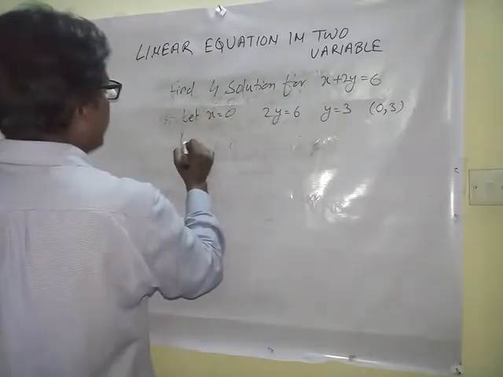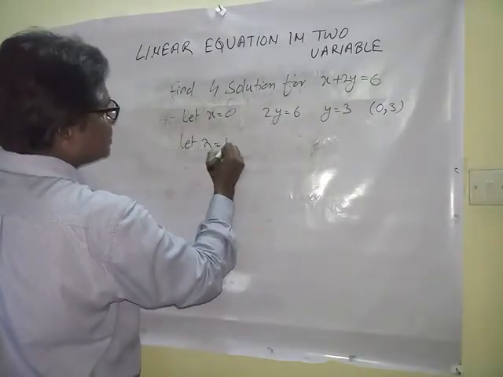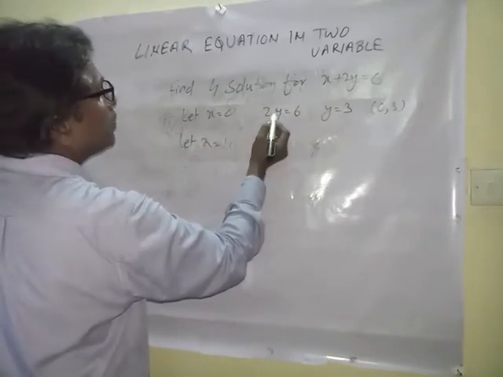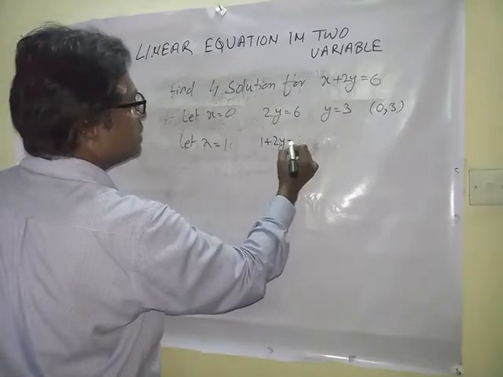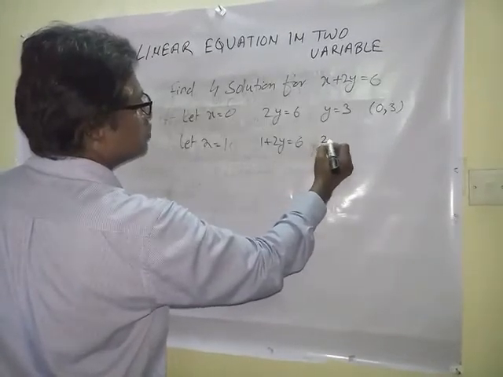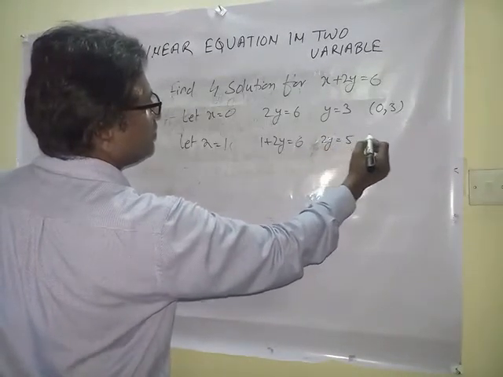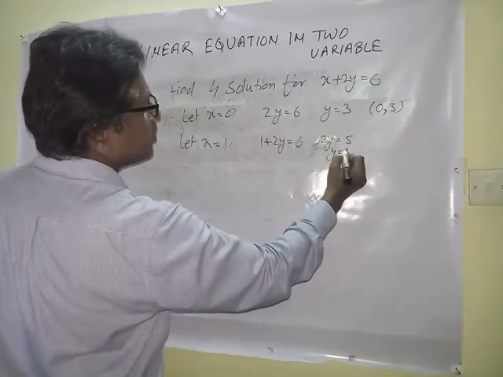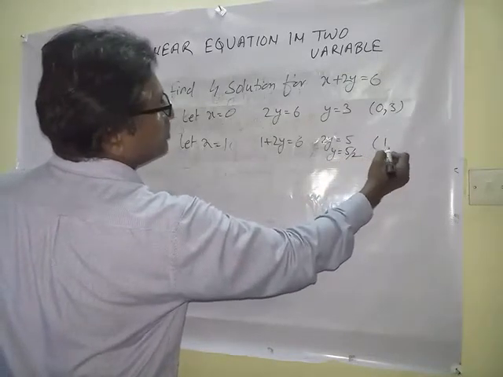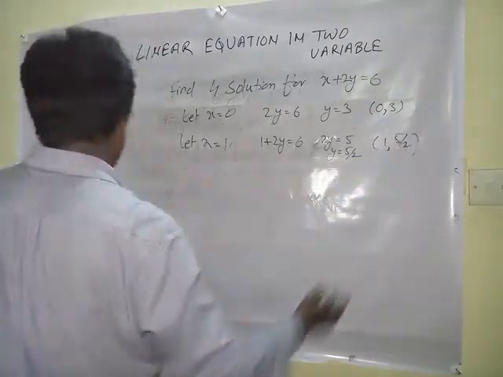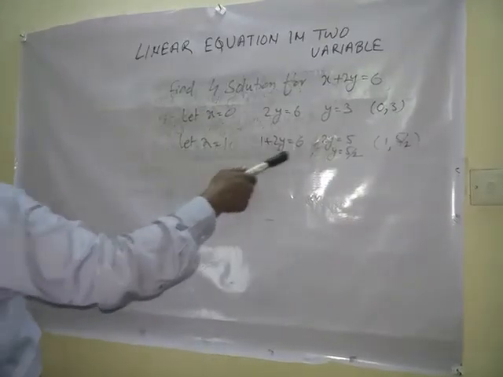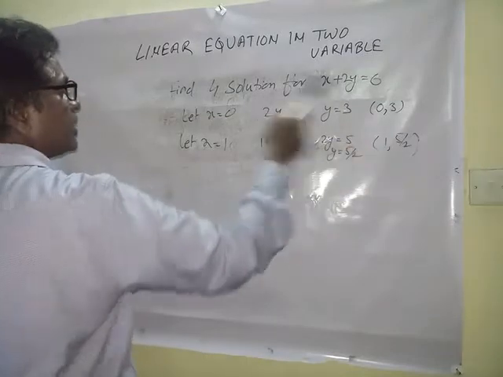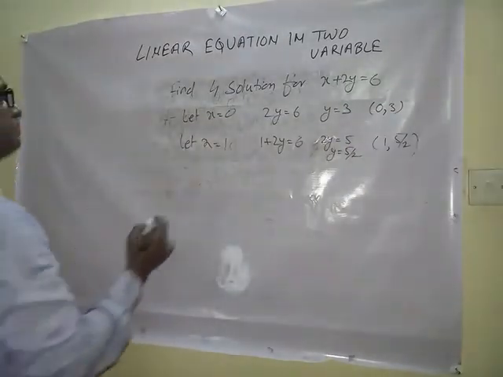Second, let x is equal to 1. Put this into the equation: 1 plus 2y is equal to 6. So 2y is equal to 5, then y is equal to 5 upon 2. The second solution will be (1, 5 upon 2). But as I told you, when you go on graph plotting, try to avoid this fraction part.